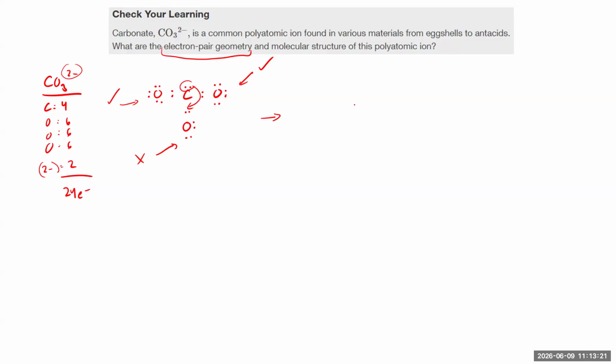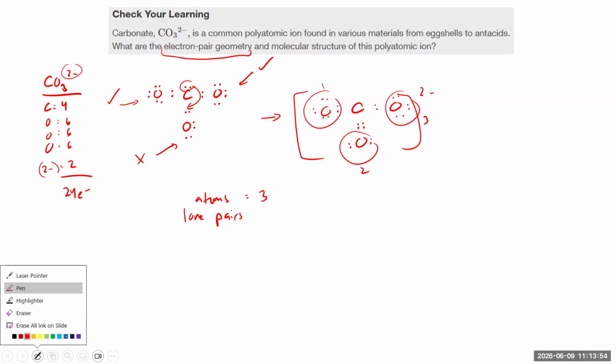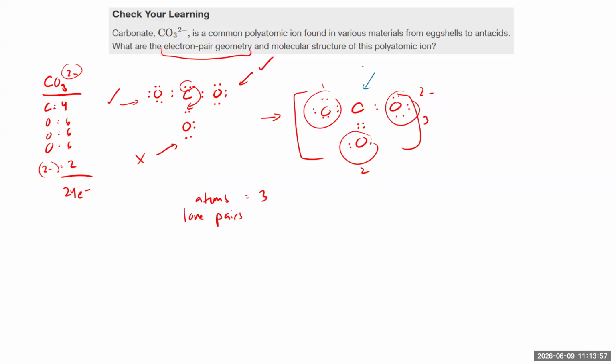So if it's not happy, it's going to share with its neighbor. So it's going to look like this. C, O, O, O. But here we're going to have 2 sets of electrons. Here we're going to have 3. The proper way to do it is you box it up, put a 2 minus. Now let's count the lone pairs and the atoms, right? Here we have 1, 2, 3 atoms. For lone pairs, no lone pairs, right? So the total connections is going to be 3.